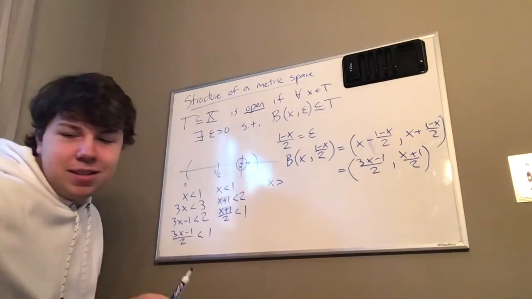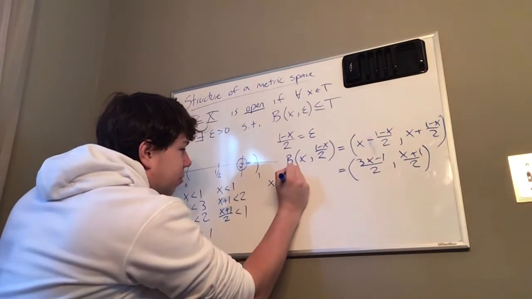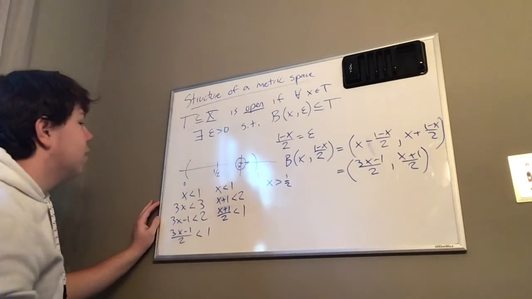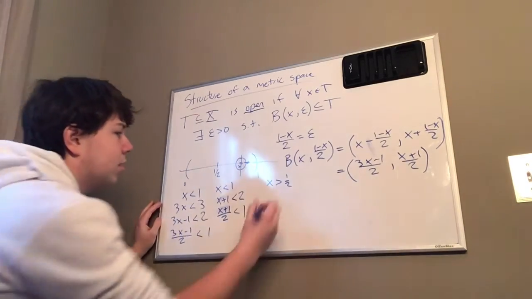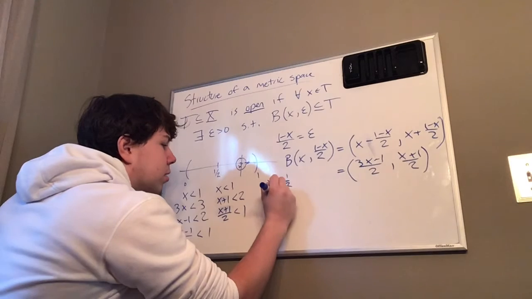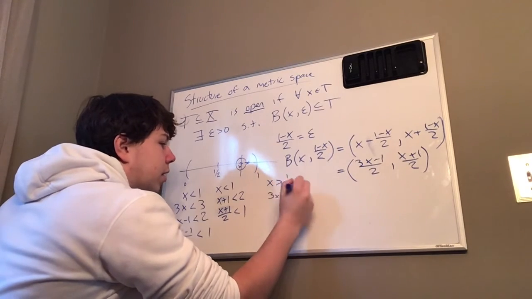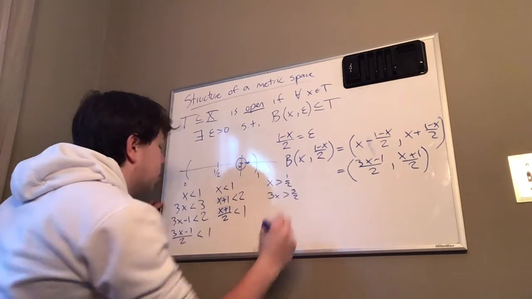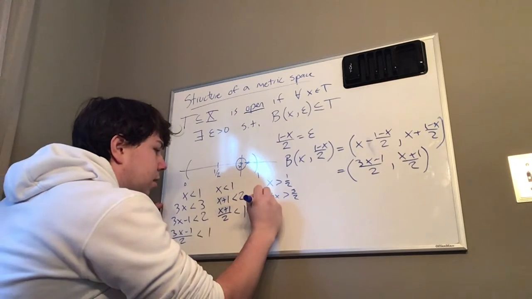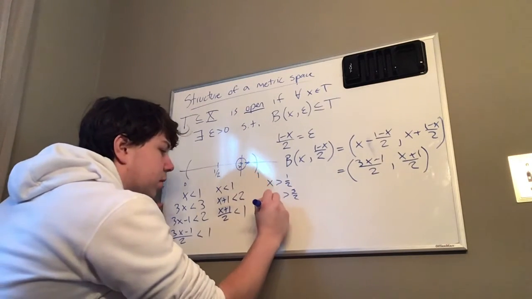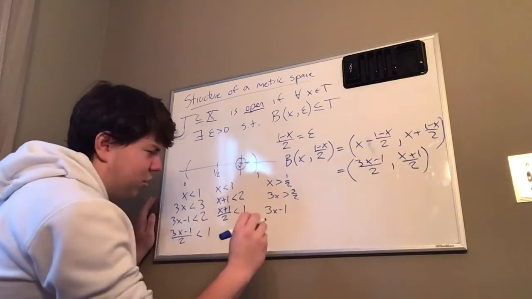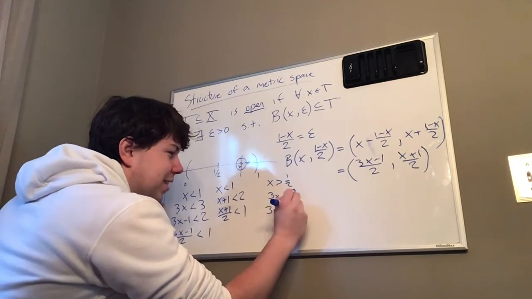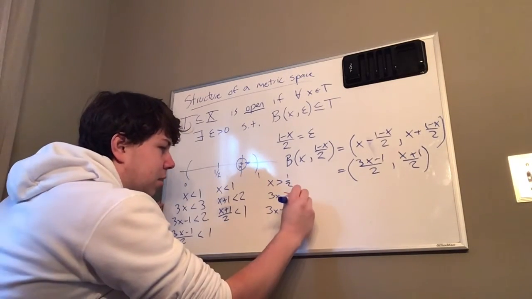Okay. So it's greater than 1/2, right? So then 3x is greater than 3/2, and then 3x minus 1. Kind of cheating a little bit by using this, but it's fine. It's more than 1/2.